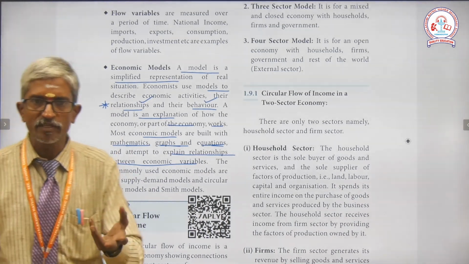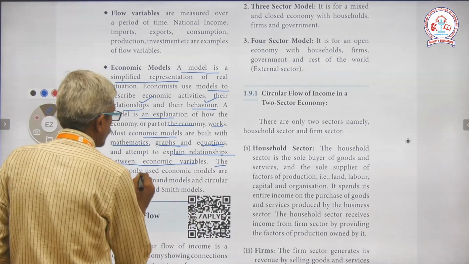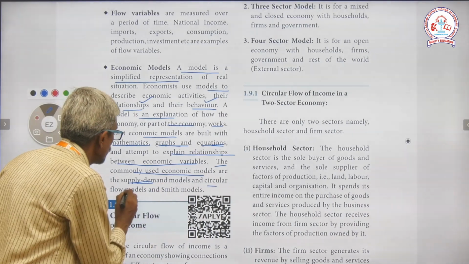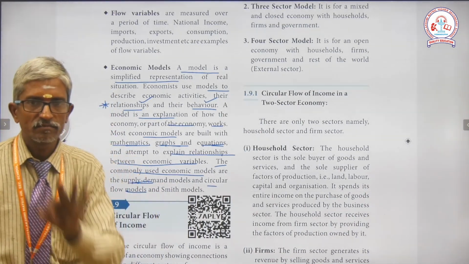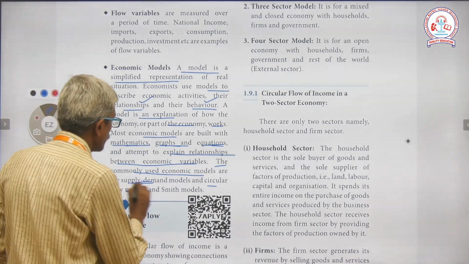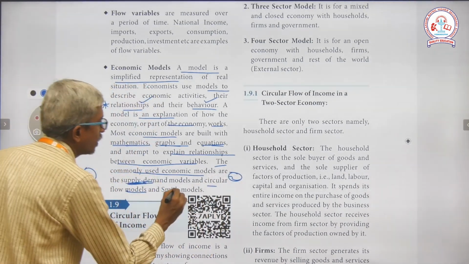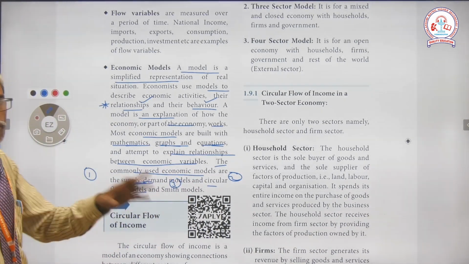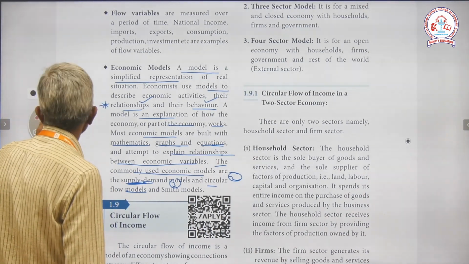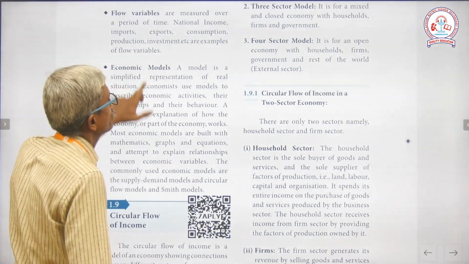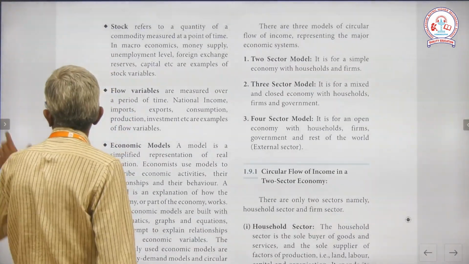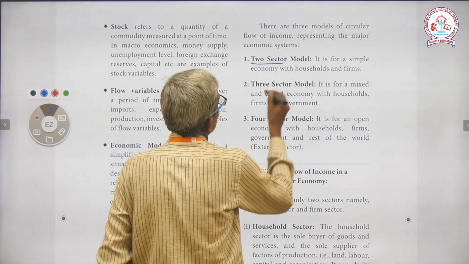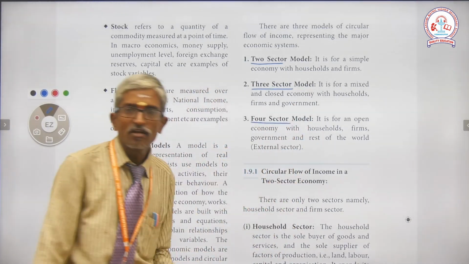We know what variables we use. Clear? The commonly used economic models are, number 1, supply and demand, number 2, circular flow model, and number 3, Smith model. Okay, in continuation to this, what are the circular flow models? They are of 3 types. So what are the 3? In the same page, page number 11, we have a very clear explanation. First one is 2 sector, number 2 is 3 sector, and number 3 is 4 sector model.